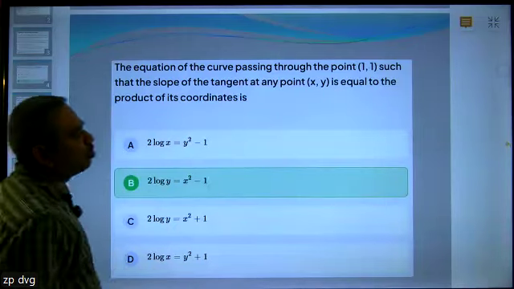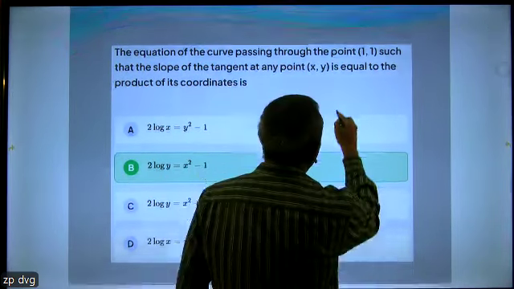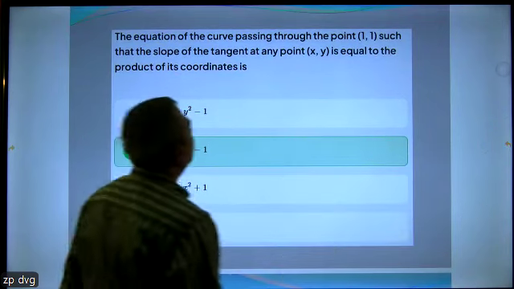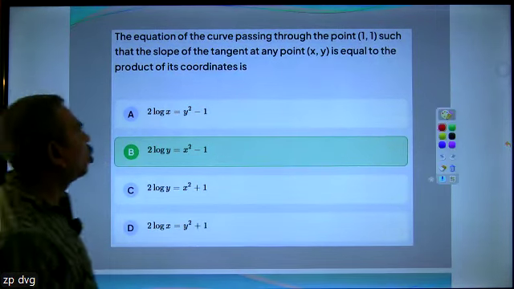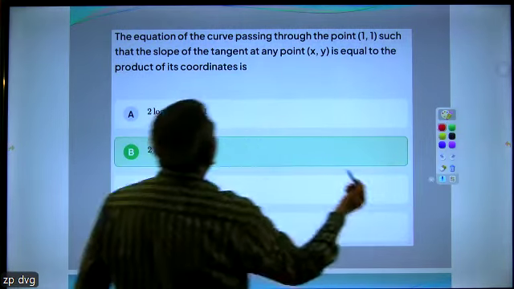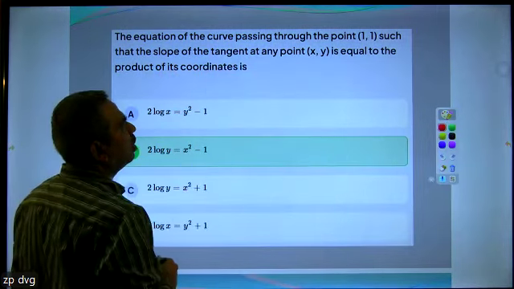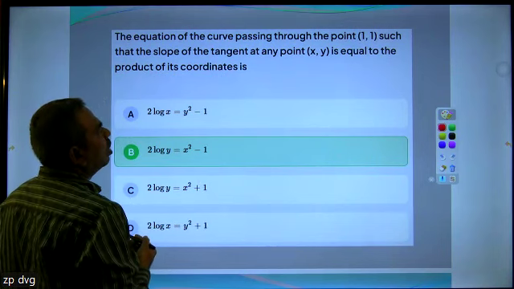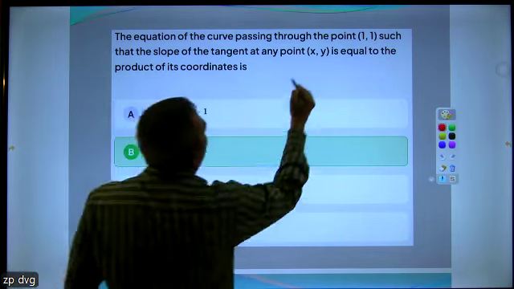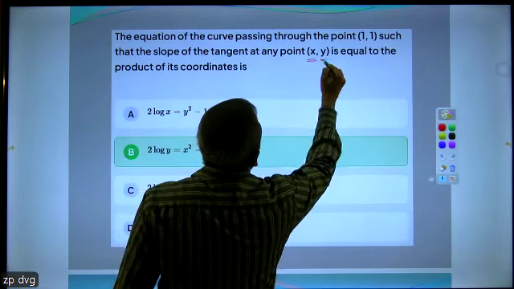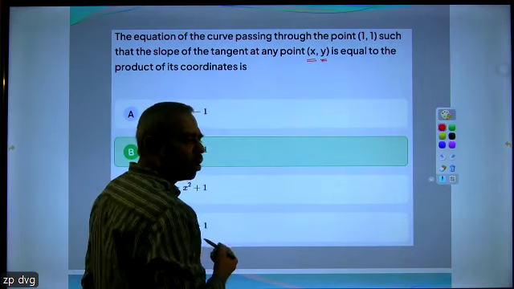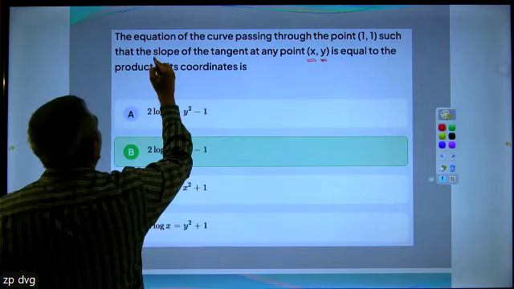The equation of the curve passing through the point (1, 1) such that the slope of the tangent at any point is equal to the product of its coordinates. Now tell me, (x, y) is the given point. So here x is the x coordinate, y is the y coordinate, and he says that slope of the tangent.